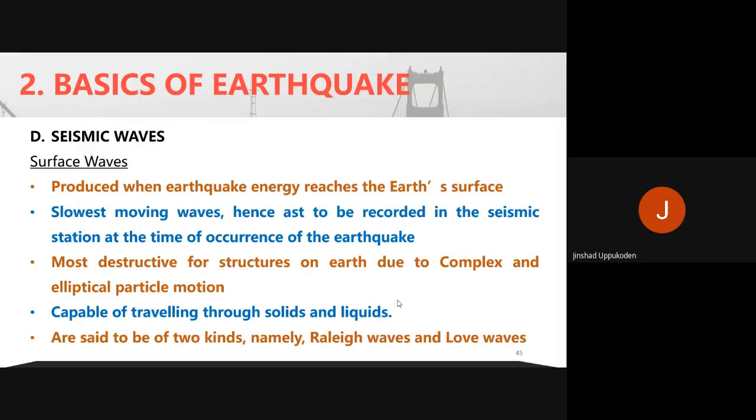They are comparatively slower. Body waves are faster, and surface waves travel much more slowly. The surface waves are the most destructive, because they have a very complex path. We'll discuss later how it is complex, meaning how they move is very complex.